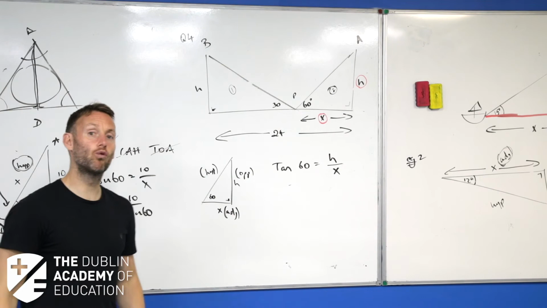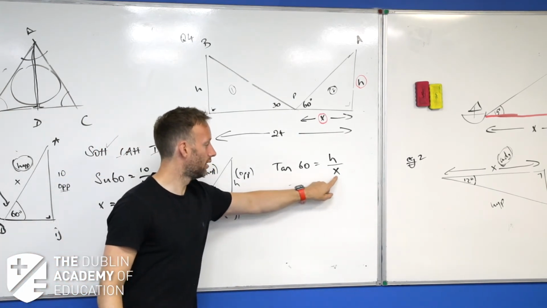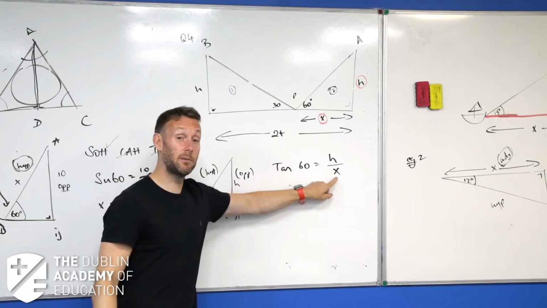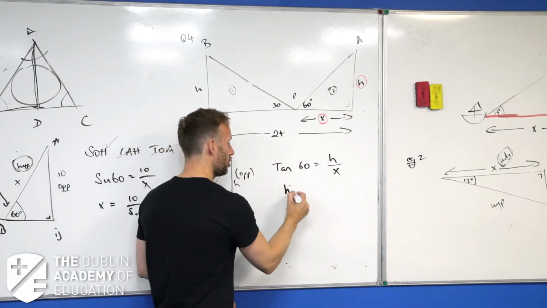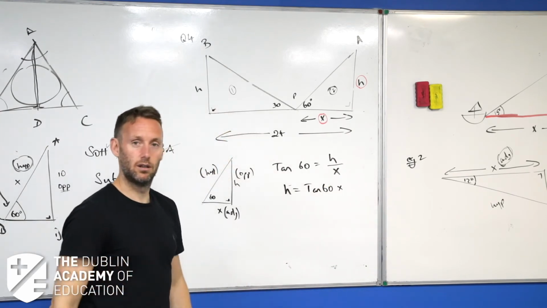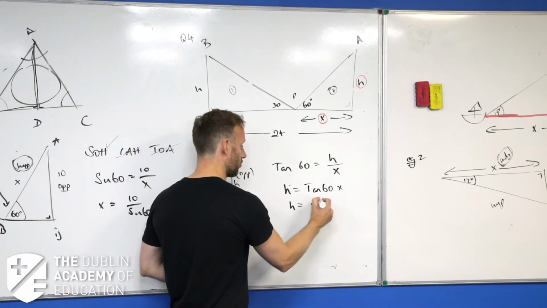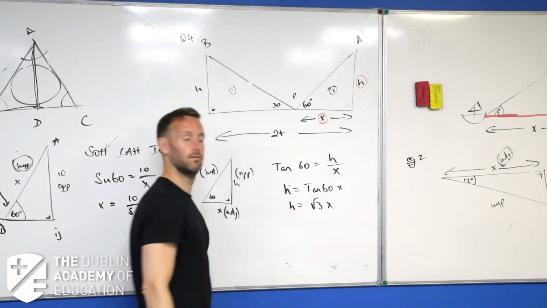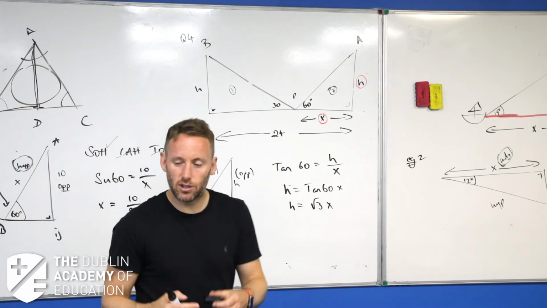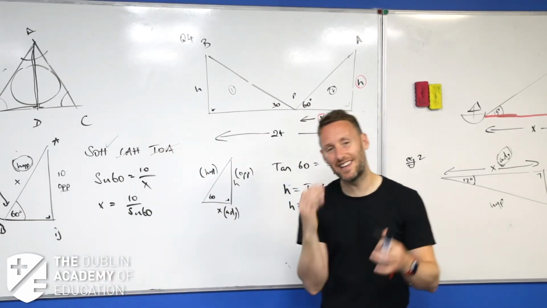Now what did the examiner say? Write h in terms of x. H equals something x. What's that x down there? Dividing. We send it over the other side, what are we doing? Multiplying. H equals tan 60 multiplied by x. And then a lot of students will go and get tan 60, which is root 3, h equals root 3 by x. So even though this question seems so much different, the strategy that we apply to it is identical.